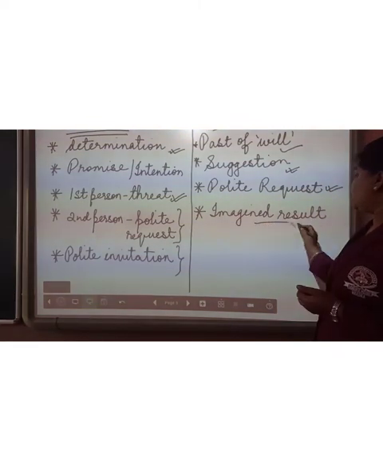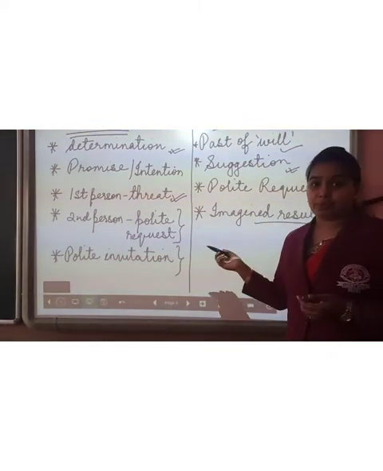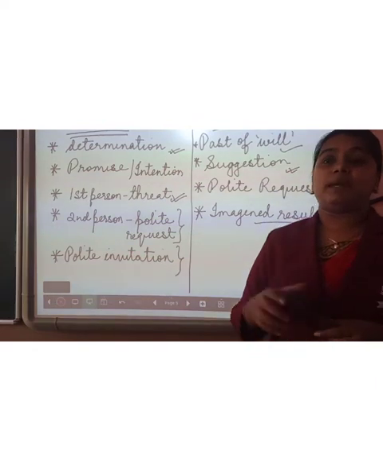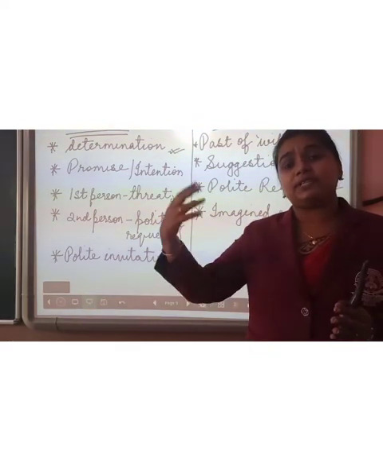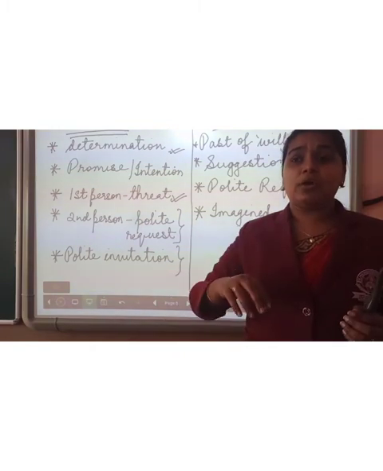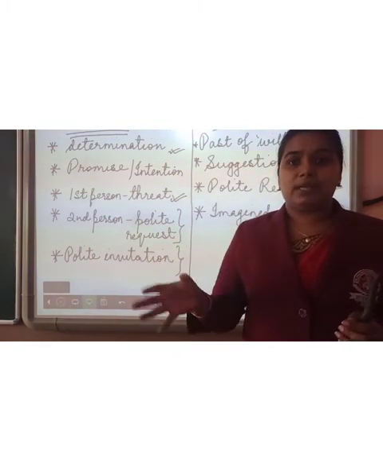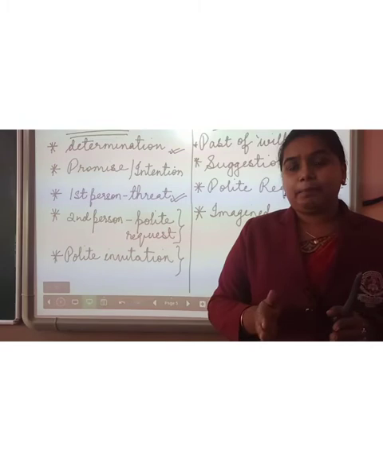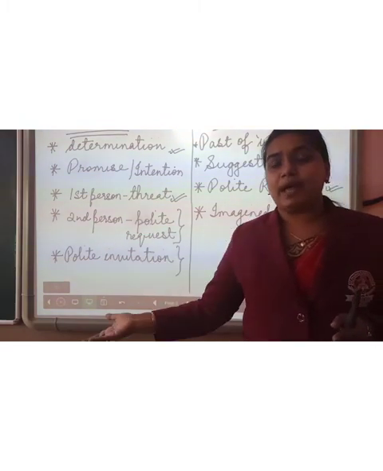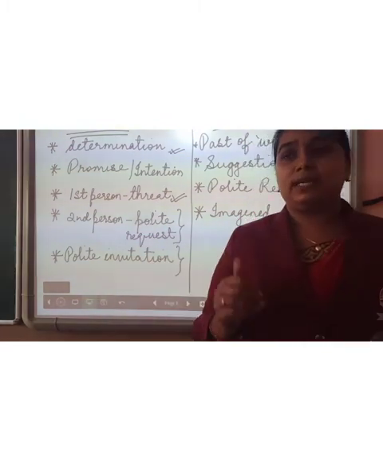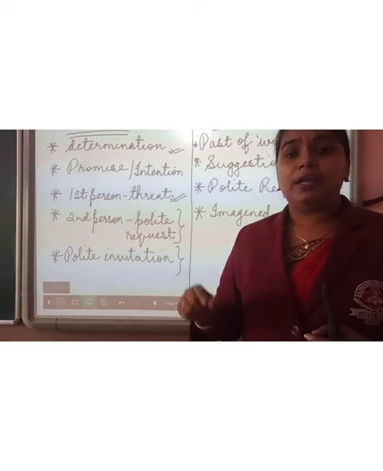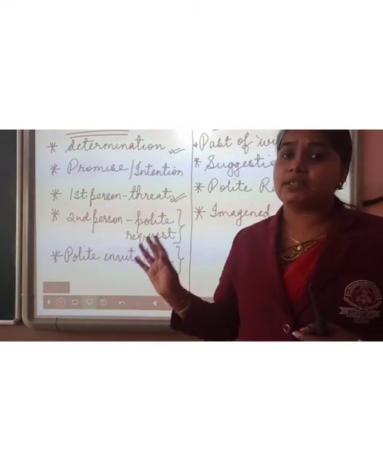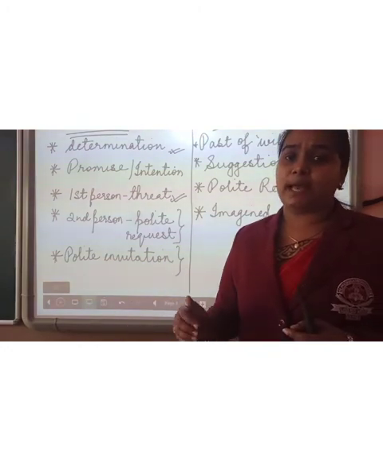We also use would for imagined result. Suppose something has taken place, and because of that we expect or imagine some kind of result. If this had taken place, certain things could have happened in the future. Like, if he had studied hard, he would have passed, or would pass, the examination.